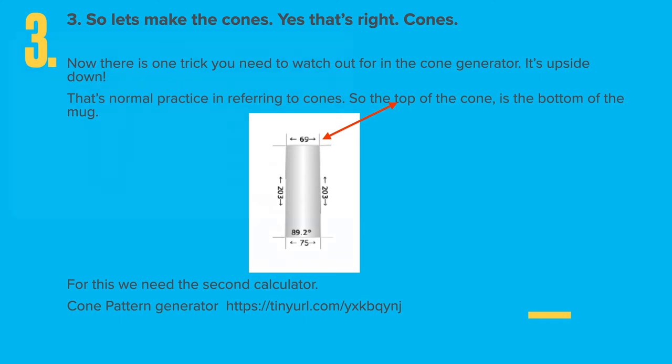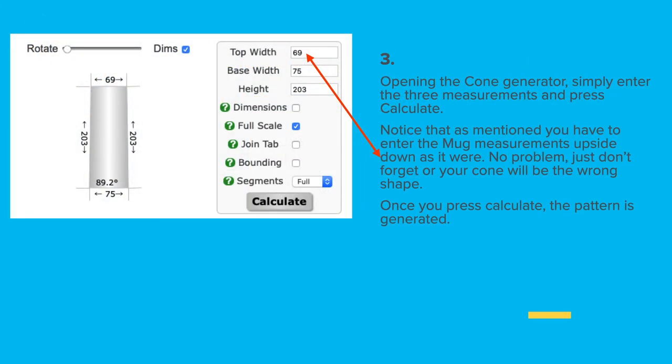This is the key to the whole exercise. Opening the cone generator, simply enter the three measurements and press calculate. The top width, not the top of your mug, the top of the cone. So the top of the mug is the bottom of the cone. Look at the two measurements. Top width 69, base width of the cone 75. Stand that on its head and you have the top of the mug, which is 75 in diameter, and the bottom of the mug, which is 69. The height of the mug up that side is 203.